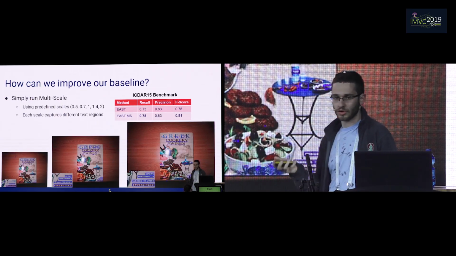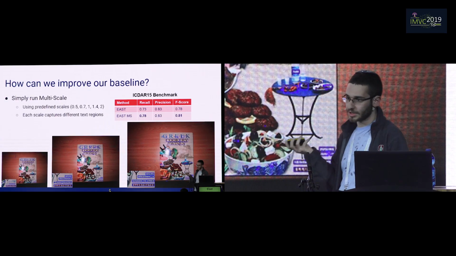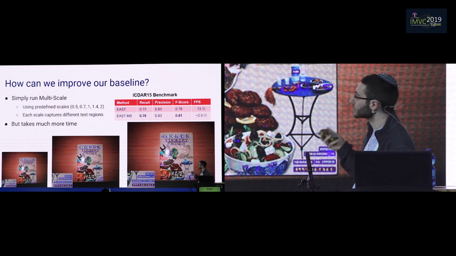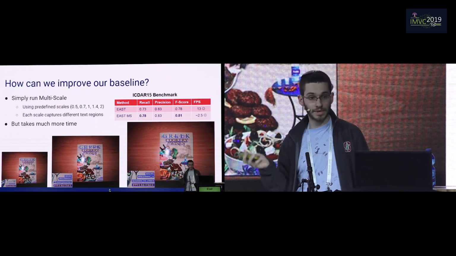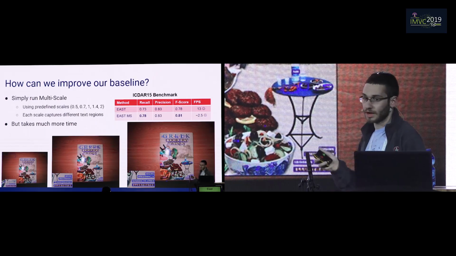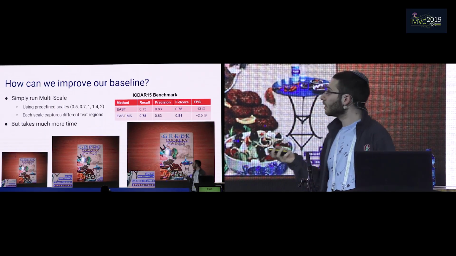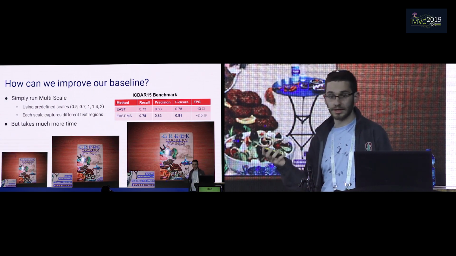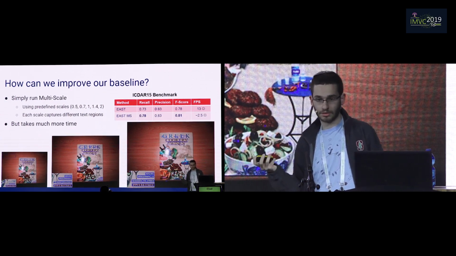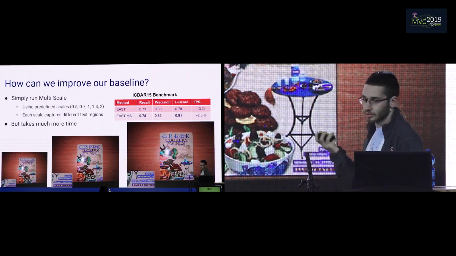Now, why are we not always doing multi-scaling? Because it's expensive. If the original EAST method can do about 13 FPS, the EAST multi-scale one would do about 3 FPS, which is kind of a bummer if you want to do real-time scenarios, or if you're working with large amounts of data where a factor of 5 can be really important. So can we do anything better?